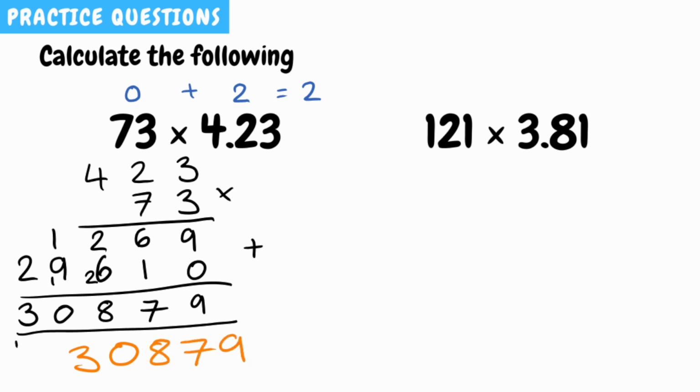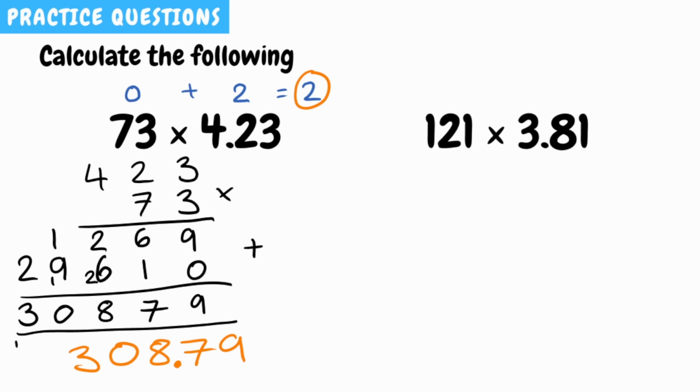But then going back to what we looked at earlier, we know there's going to be 2 decimal places in our final answer. So our final answer to 73 multiplied by 4.23 would actually be 308.79. So we have our answer, which is to 2 decimal places.